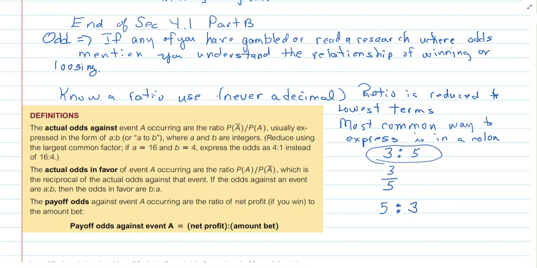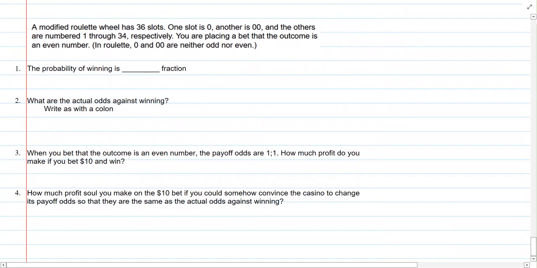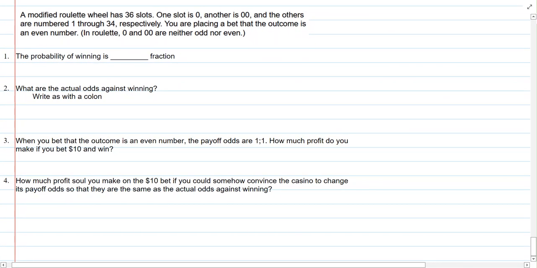Payoff odds against event A occurring are the ratio of net profit, if you win, to the amount bet. Payoff odds against event A are net profit to amount bet. All right, so let's see if we can make sense of this. And in the homework, I only have at the most 2 problems, and that's to give you exposure.